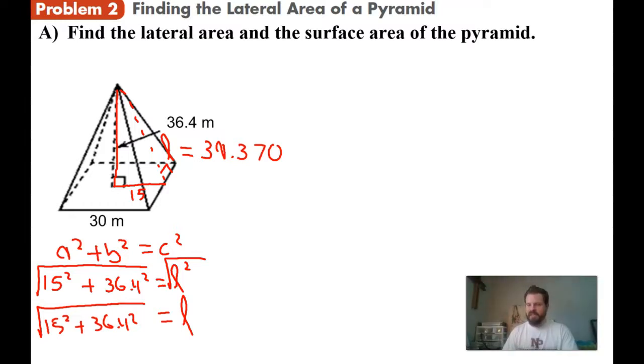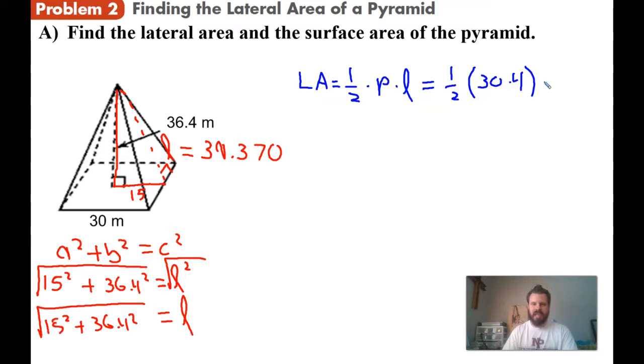And then once I have my slant height, we're back to where we were with the first problem. I can find my lateral area, which is half times p times the slant height. Half times perimeter of the base times slant height. So in other words, half times perimeter of my base will be 30 times 4, times the slant height, the 39.370. When I plug all that in, I get a 2,362.2.